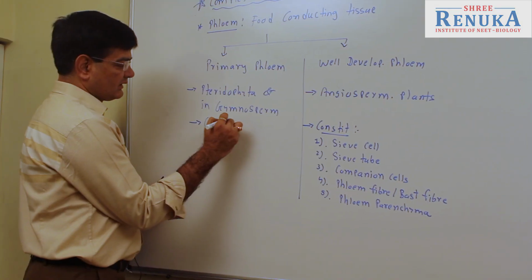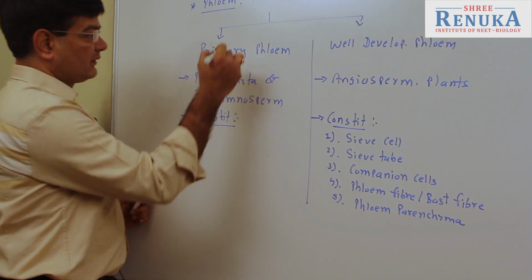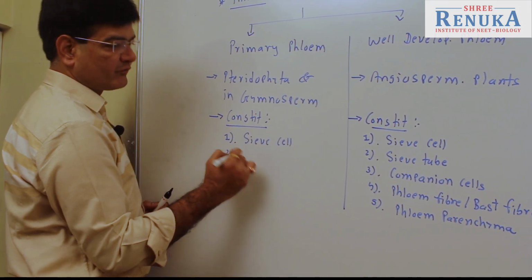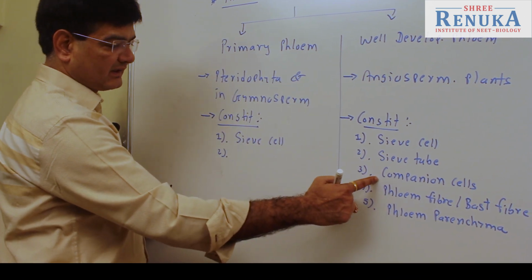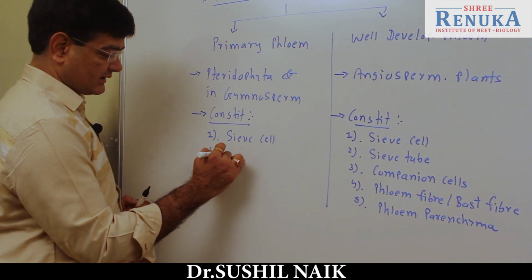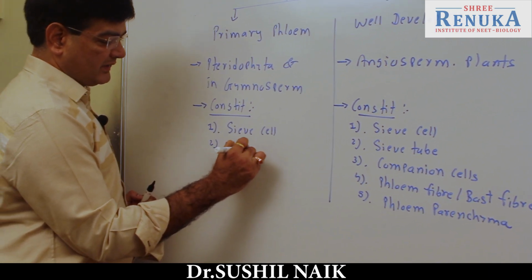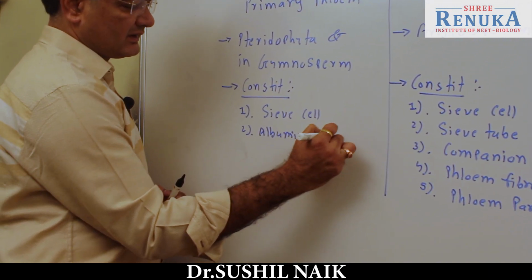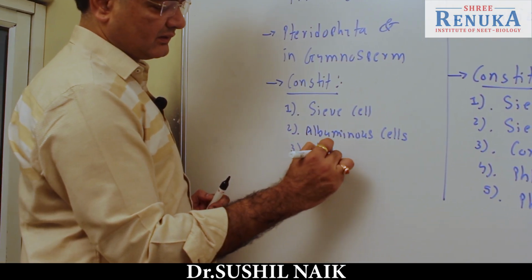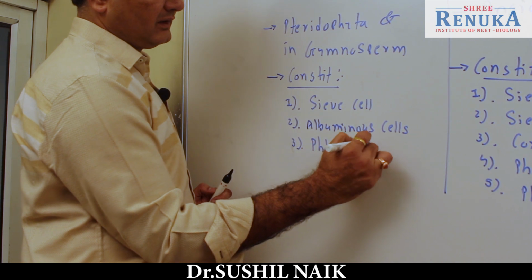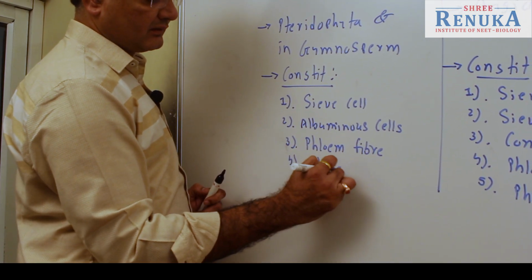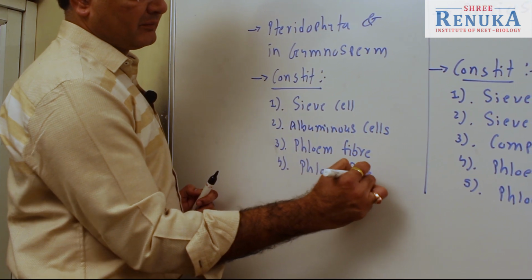If we talk about the constituents of primary phloem, in it sieve cell is present, but sieve tube and companion cell are absent in the primary phloem. But instead, albuminous cells are present in it along with phloem fiber and phloem parenchyma.